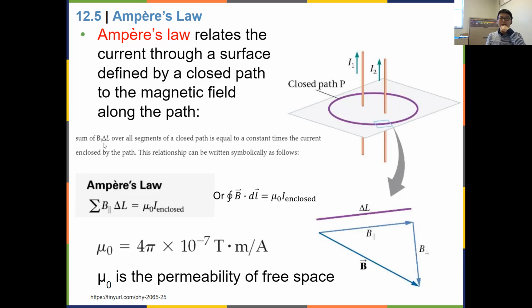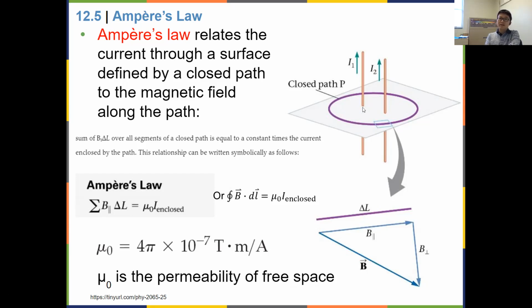It says the summation of the B parallel times delta L over all segments of the closed path is equal to a constant times the current enclosed by the path. This relation is written symbolically as follows. Ampere's law says the summation of the B parallel delta L. B parallel means parallel to the path, which is the tangential direction. So take this circular path, take each delta L, and then sum them up. That will be equal to the constant, mu naught, times the current enclosed.